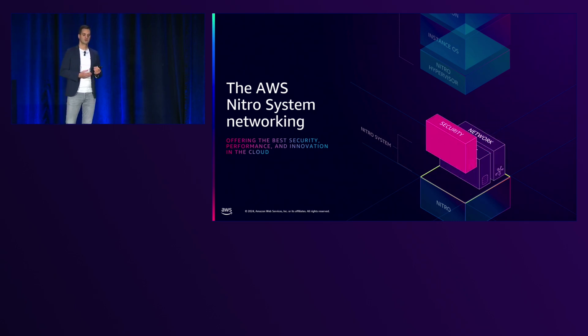For security, the Nitro system hardware automatically encrypts traffic in transit between two EC2 instances with 256-bit encryption. And the best thing, this all comes without impact on network performance. So there is no trade-off between security and performance.